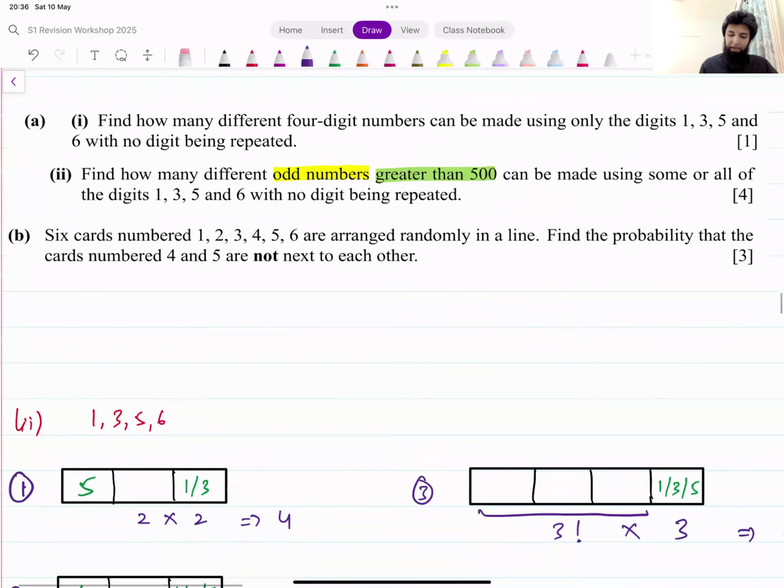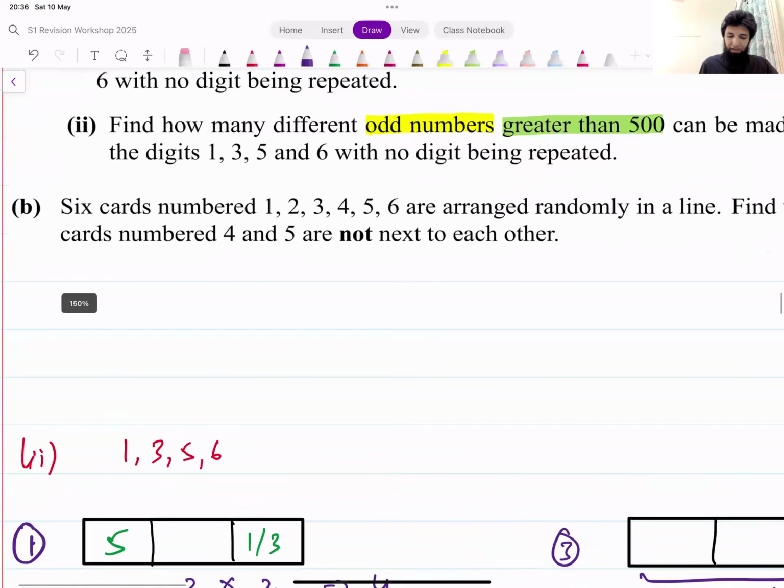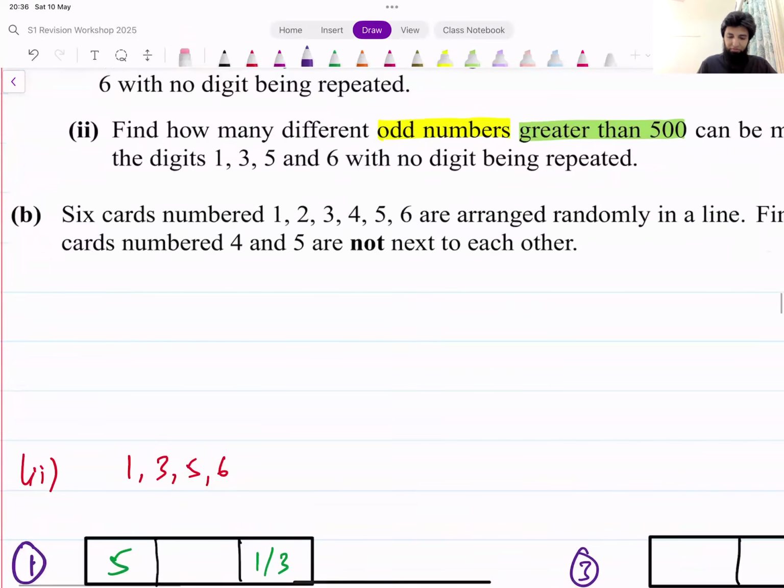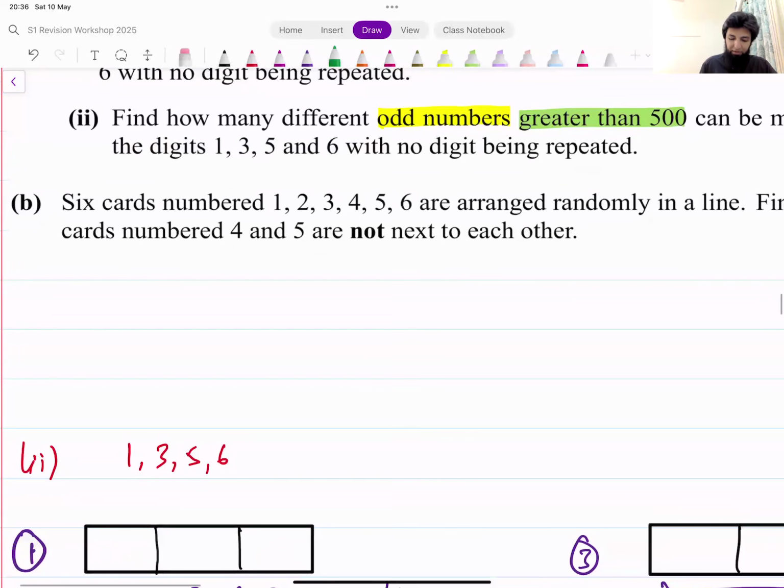If it's a 3-digit number, if it's greater than 500, then the first box, so we have 3 boxes, right? The first box could either be a 5 or it could be a 6. Only then the number would be greater than 500. And it has to be an odd number, so the last digit has to be either a 1 or a 3 or a 5. But now we've got a problem. Because if the first box is a 5, then the last box, how many options would that have? Only 2 options.